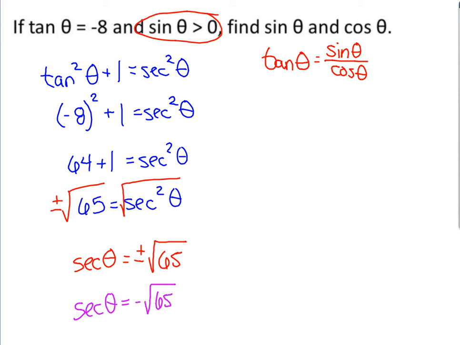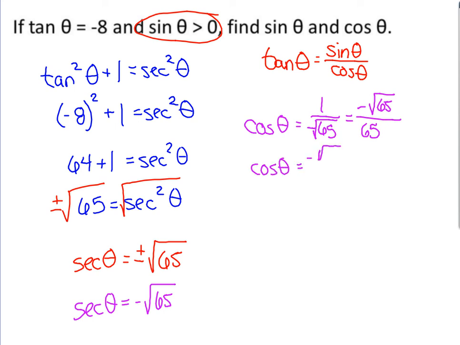To find our cosine value, we just take our secant and we flip it upside down. So it'd be 1 over negative radical 65. But we're not allowed to leave radicals in the denominator, so we'll move that radical to the top and leave the number on the bottom. So the cosine of theta is equal to negative radical 65 over 65.